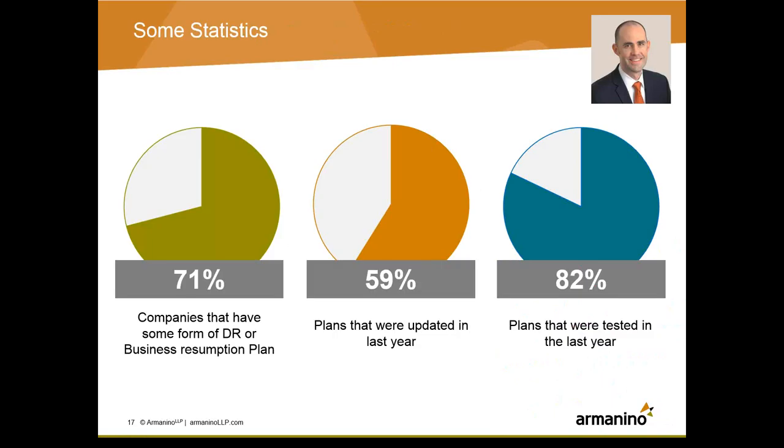No, I agree. I think these stats seem a little bit high. And I think the key might be on the left stat here. It's talking specifically about disaster recovery or business resumption, and that's one component of the larger business continuity planning pie, if you will. We'll talk about that a little bit more in a bit. But if you consider that piece, the second and third stats here are based off of the first one. So if they had a plan, then 59% were updated and 82% were tested. I think this paints a picture that might be a little rosier than what we're seeing.